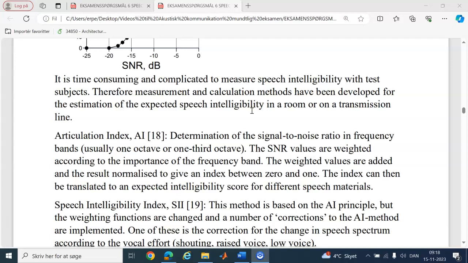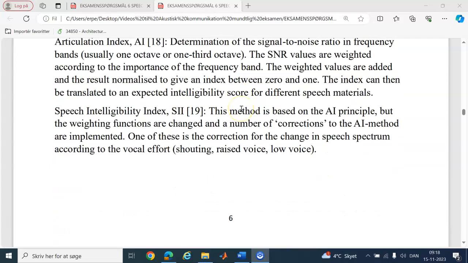Determination of the signal to noise ratio in frequency bands, usually 1 octave or 1/3 octave. The SNR values are weighted according to the importance of the frequency band. The weighted values are added and the result normalized to give an index between 0 and 1. The index can then be translated to an expected intelligibility score for different speech material.